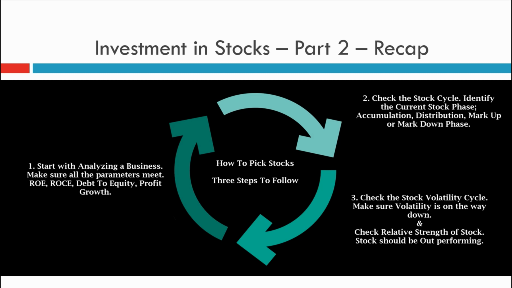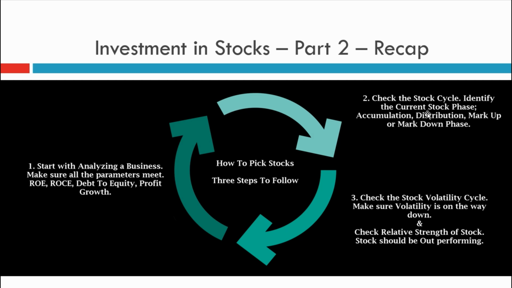So just to recap, this is where we left off in the last part. That is the 4 process or the 4 rules that we have to follow in order to pick stocks to invest in. The first step was that we would analyze a business and make sure it meets the criteria of high ROE, ROCE. Debt should be low and profit growth should be above 6 to 7%.